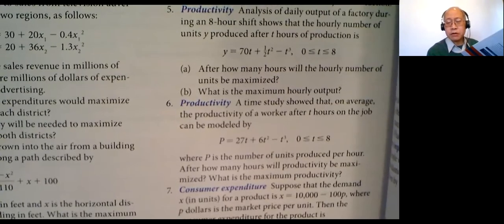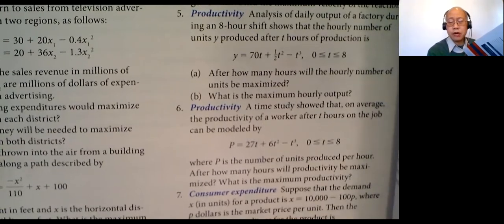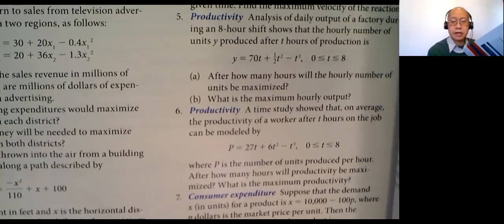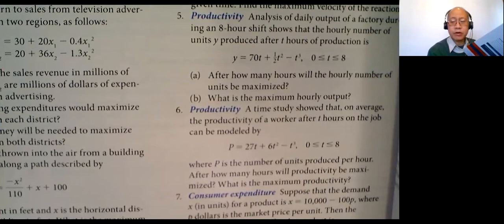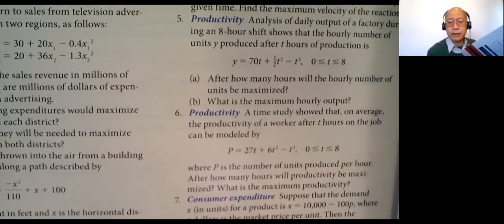So a typical 8-hour workday, right? You start at time equals 0, you work for 8 hours. When am I most productive? By this model, we're trying to find out when we are most productive. Okay, obviously not when we start. You can tell right away what happens for number 6.